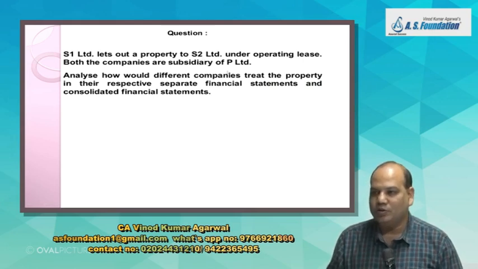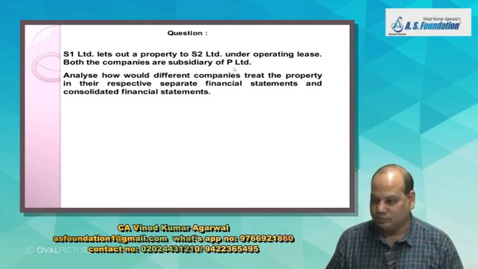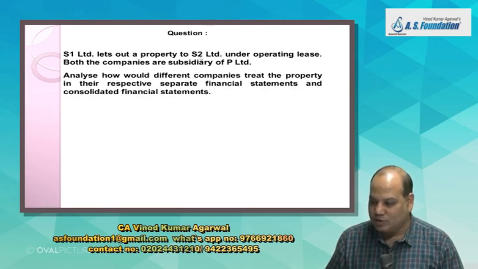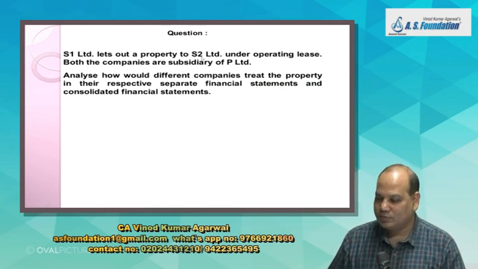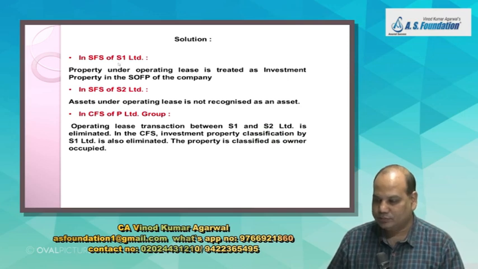Okay. How will S1 disclose this in its books, S2 and P in the CFS? S1 will disclose it as investment property. S2, nothing, because in operating lease the lessee does not capitalize the asset. And in the CFS, P Limited will disclose it depending upon the nature of use by S2, which we will assume is for production or rendering of services, owner occupied. So the three answers would be as follows.